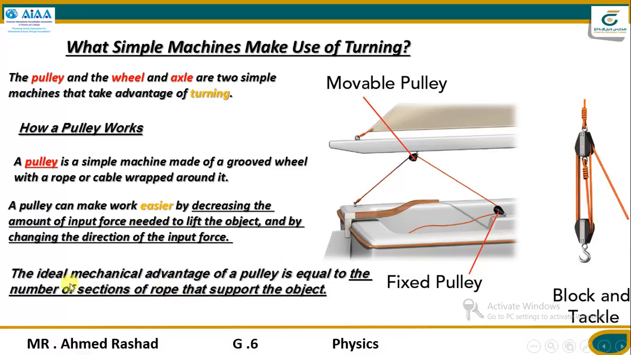Actually, the ideal mechanical advantage. You can remember what the meaning of mechanical advantage is; we learned it before. The mechanical advantage is the ratio between the input force and the output force. Here, the ideal mechanical advantage of a pulley is equal to the number of sections of rope that support the object. And we have here different kinds of pulleys.